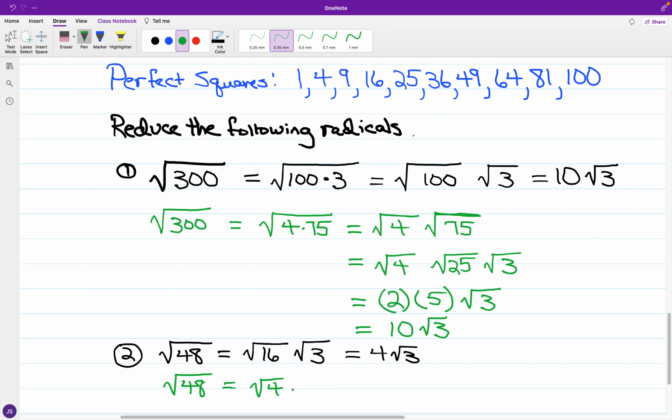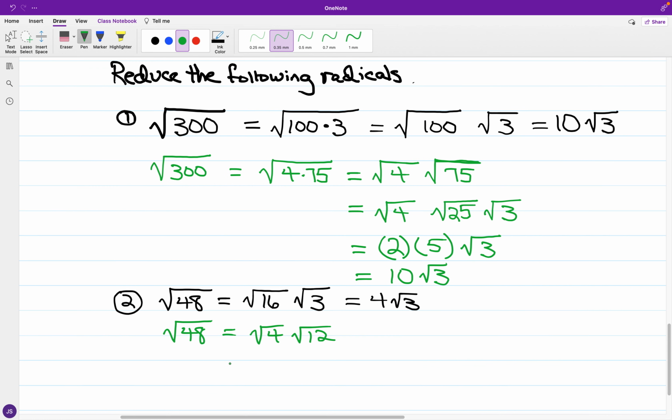So in this case, this will be like the square root of 4 times the square root of 12, and I'll just work on down. So we have the square root of 4. 4 is a perfect square. Now for 12, 12 is going to be 4 times 3. So the square root of 4, we can say it's the square root of 4 times the square root of 3.